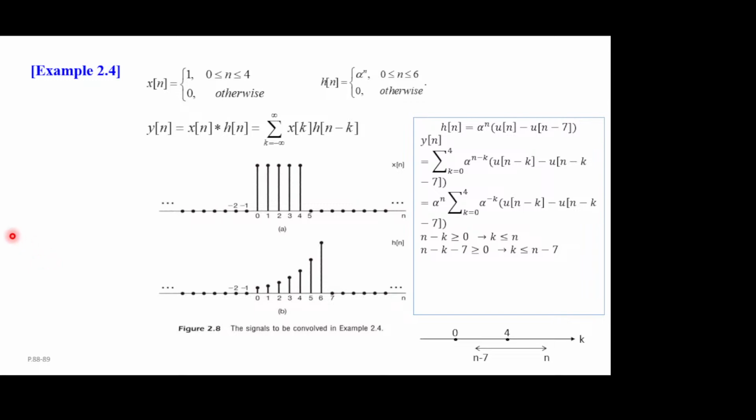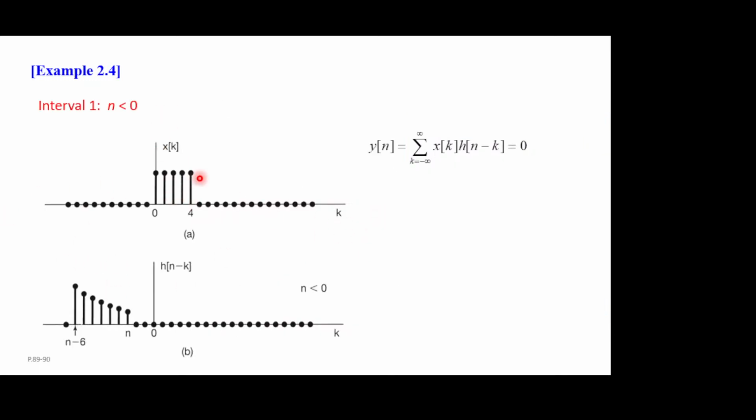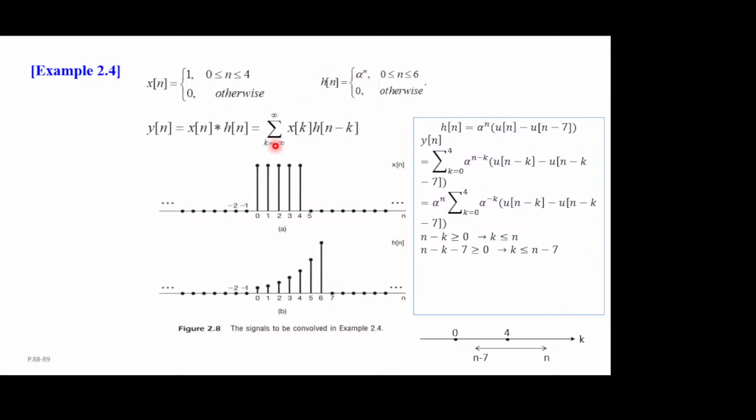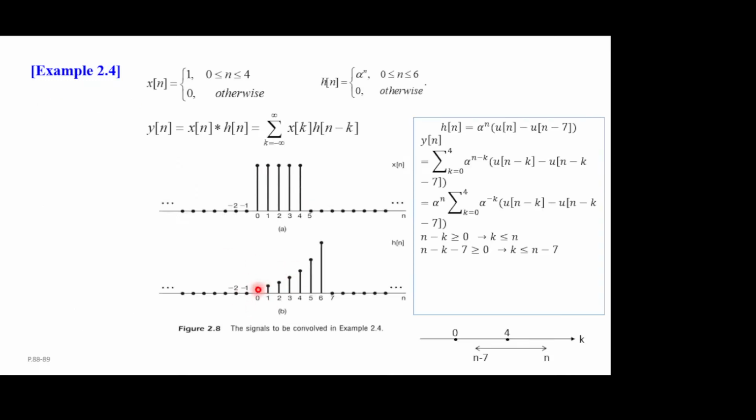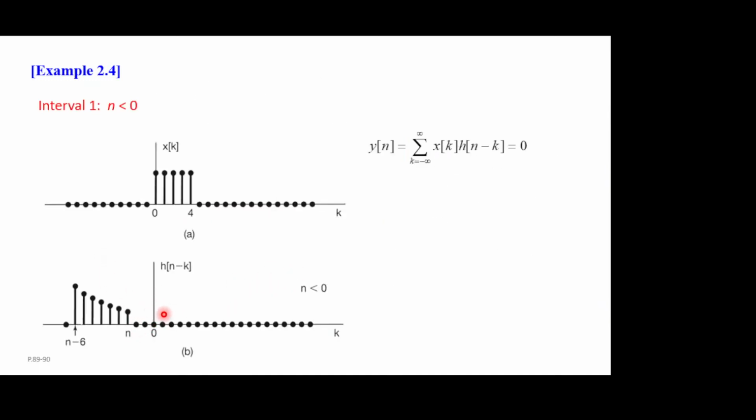So let's see how this works in our view by plotting against k. So x of k once again will just look like x of n, so it's something from 0 to 4. Now our h of n minus k: first we need to do time reversal on this, so it should be something like 0 to minus 6, and we'll pull it around for different n. And we'll see how the overlap goes when we have different n. So different n will pull this h of n minus k around this k axis.